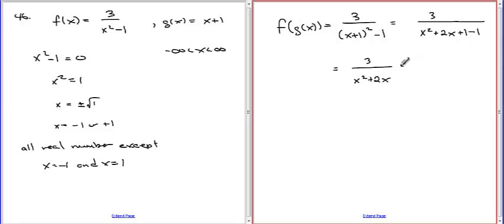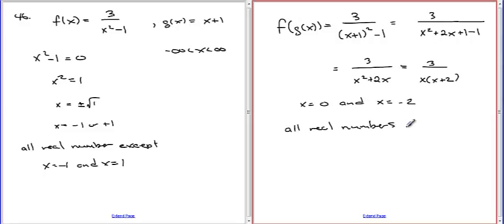And so we could factor out an x in the denominator. So you get x times x plus 2. So there are two values, x equals 0 and x equals negative 2, which cause the denominator to go to 0. So for this case, it's all real numbers except when x equals 0 and x equals negative 2.